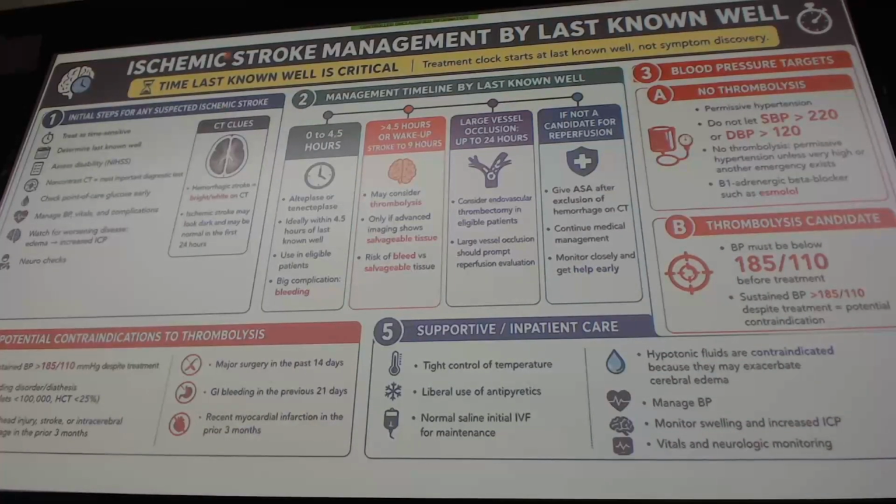Ischemic stroke, we spent some time on that. I like this one slide because it summarizes a lot of that stroke pathway for us. But initial steps, we treat it as time sensitive and figure out when their last known well was. We assess stroke disability using the NIHSS scale. And then we can do a non-con CT to see if we're dealing with ischemic or hemorrhagic stroke, because that definitely changes what our management is going to look like.